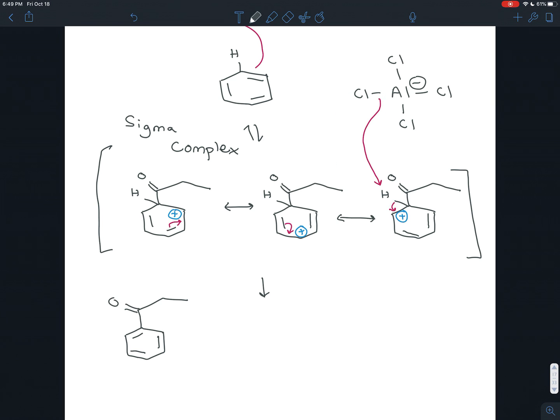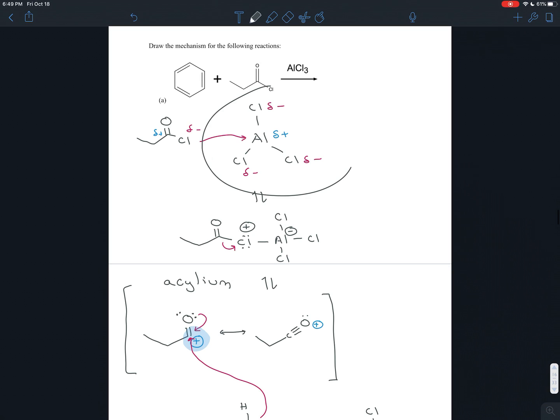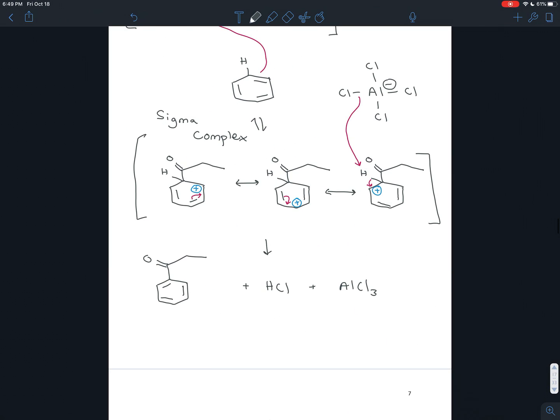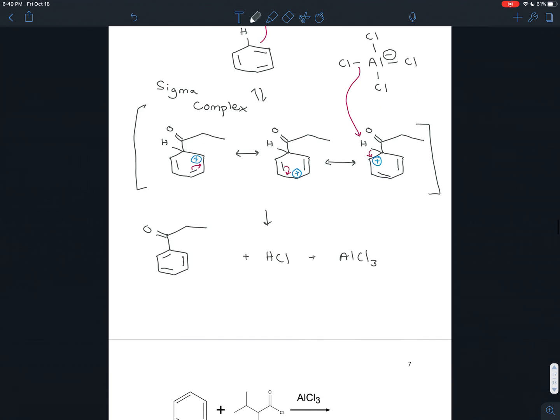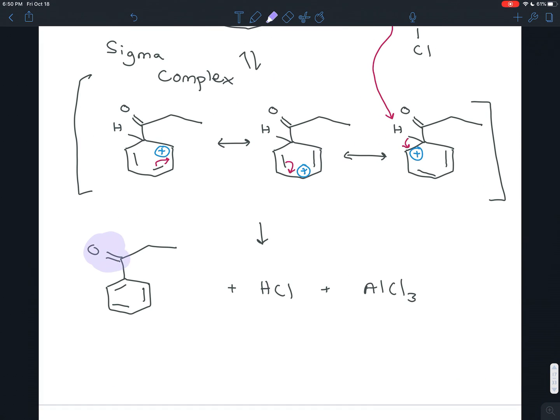You also have the HCl, which isn't that important, and you have AlCl3, which is important because it's a catalyst. So it's important that if you start with it, you should get it at the end. And that shows that it's not being used up, it's just helping the reaction to happen, so it's a catalyst. And that's it. That's the mechanism for Friedel-Crafts acylation.